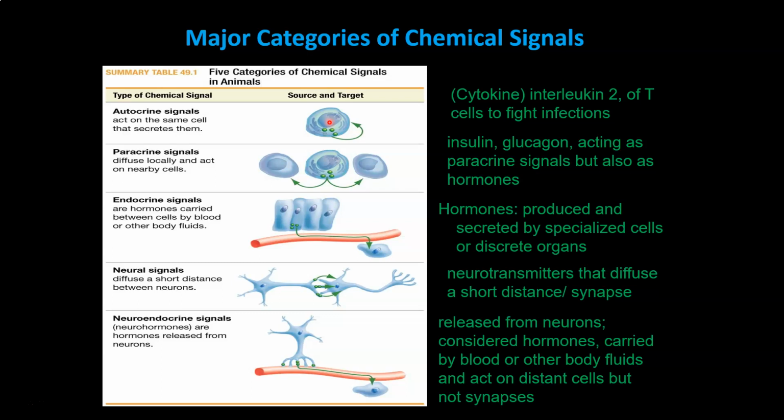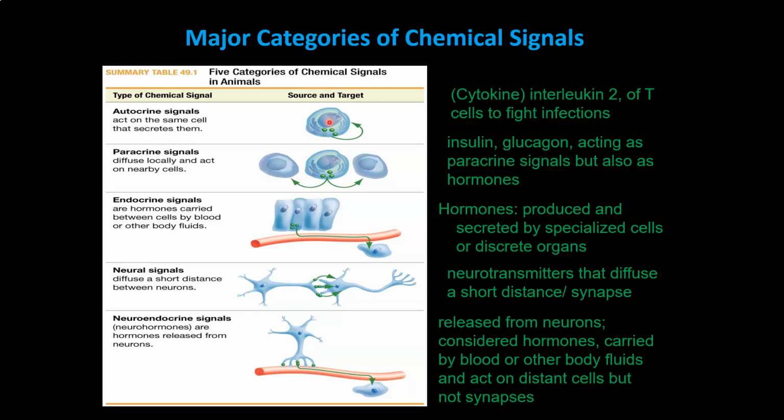And then the last one is neuroendocrine, which is kind of a blend between neural signals and endocrine signals, right? So neuroendocrine signals are chemicals produced by neurons that are secreted into the bloodstream, right? And then transported to a different target and elicit the response in the target, right? Well, those are the basic types of chemicals that I want you to understand.